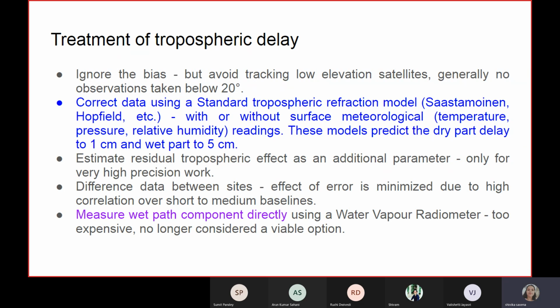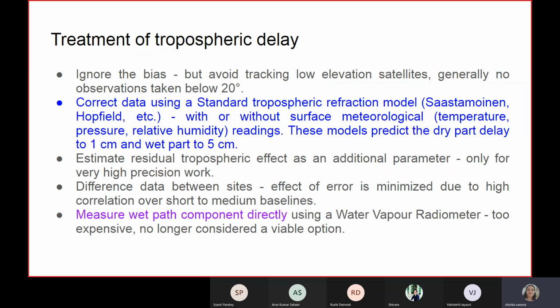We can correct the data using a standard tropospheric refraction model. As we have discussed, one of such models is the Saastamoinen model. Another model we will see in further slides is the Hopfield model. These two are popular models. So we can use an empirical model to model these and remove them from the positioning estimate, with or without surface meteorological readings. What are meteorological readings? Temperature, pressure, and relative humidity. These three things are the meteorological information.